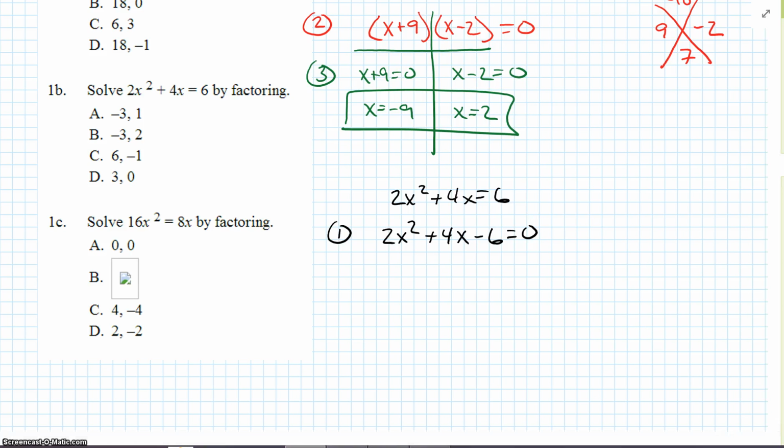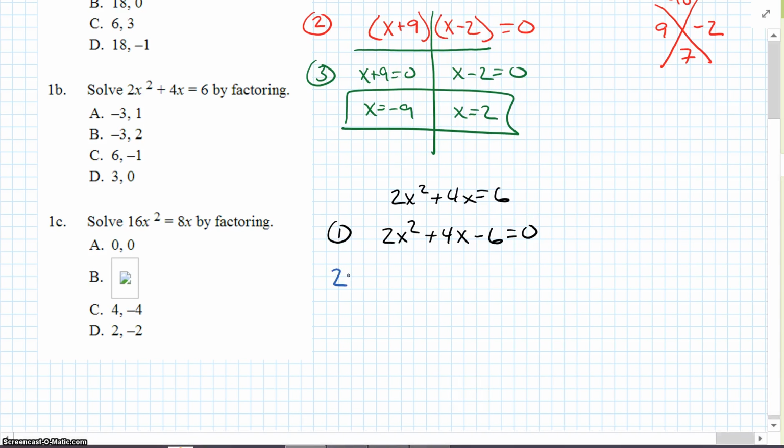Step 2 is factor. Well, before we factor, what can I reduce out of this? I can divide it by 2. I got a GCF of 2, so I'm going to divide each side of this equation, remember it's an equation, now, by 2. So I'm going to simplify this. 2x squared divided by 2 is x squared. 4x divided by 2 is 2x. And negative 6 divided by 2 is 3x. And 0 divided by 2 is still 0.